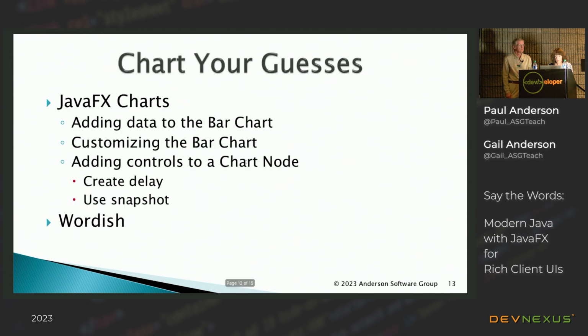There. Okay, the last thing that we'll talk about is what we did in Wordish was we leveraged the charts that are automatically included in the JavaFX library. And you have pie charts and bar charts and line charts and things like that. And it's all ready to go out of the box. And so what we did in Wordish was we added data to a bar chart, and we customized the bar chart, and we added controls to it as well.